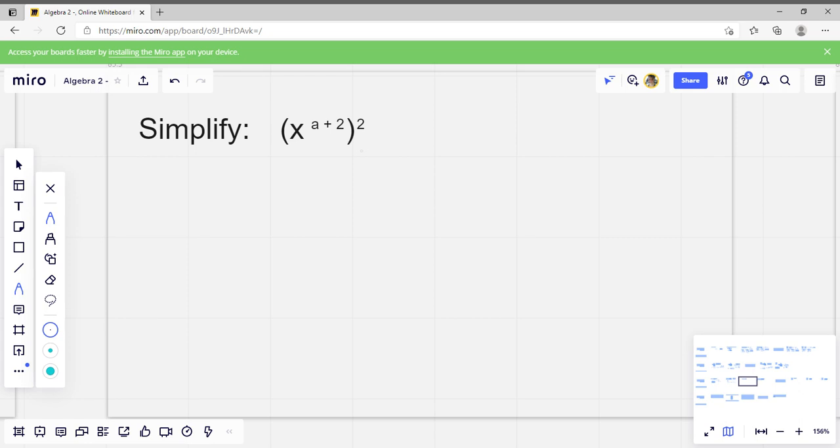Alright, on this part is the power rule. So we're going to multiply. So that means we have to do 2 times a and then 2 times 2. 2 times a would be 2a. And 2 times 2 would be 4. Easy peasy.